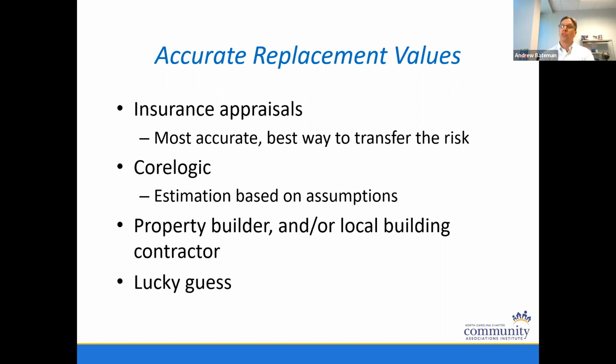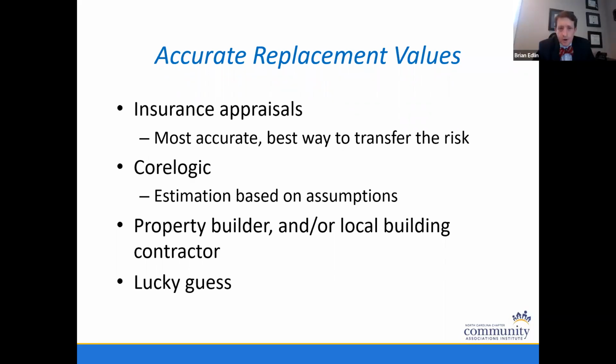The insurance appraisals do cost money. We do recommend that the same engineer that you had do your reserve study should be the one to do the insurance appraisal because they're most familiar with the association. And it may be, yes, sir.